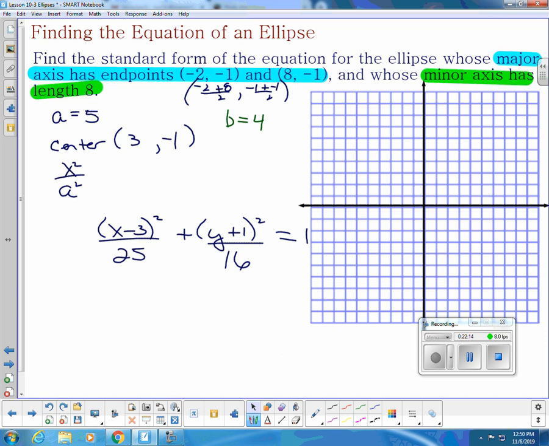Yes, ma'am? Can you tell that your a was under your x because your x's are changing? Yep, your x's are changing in your major axis. Whatever's changing in the major axis is how your ellipse is going to be going. Your major part, long part. All right?